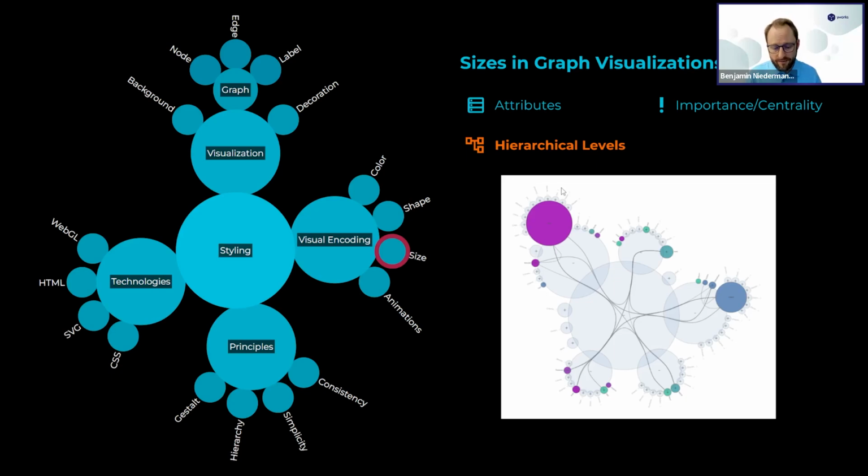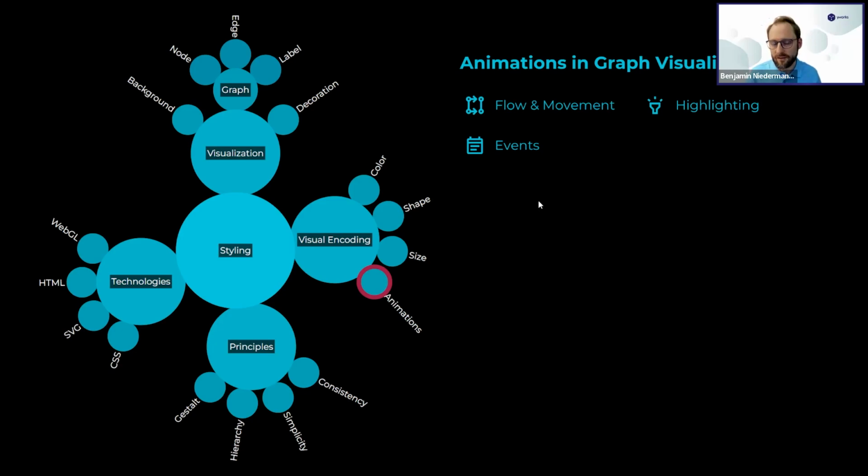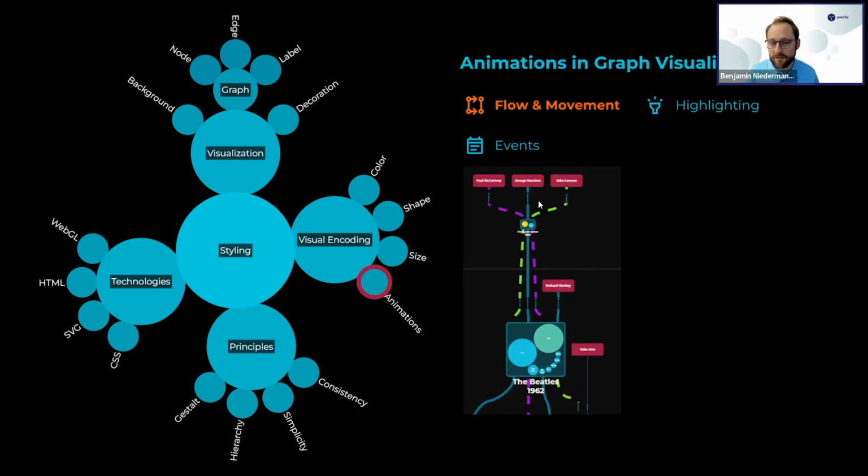And then finally, for the visual elements, I would also like to mention animations. This is also, of course, an important way to express information if you have a digital visualization. Animations, of course, don't work for print, but often we would like to use visualizations, for example, on the web. So here animations make really sense. And what you can do is you can express flow and movement.